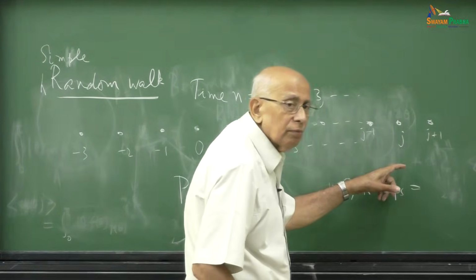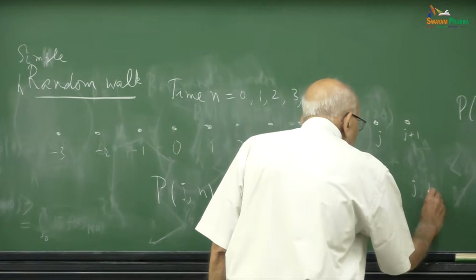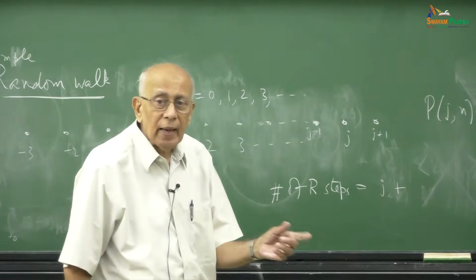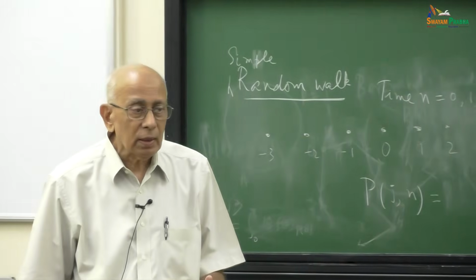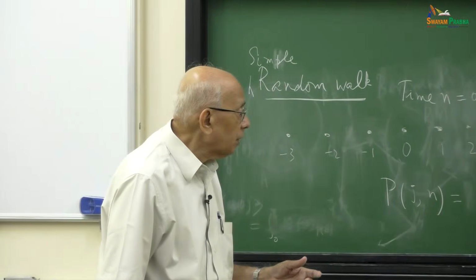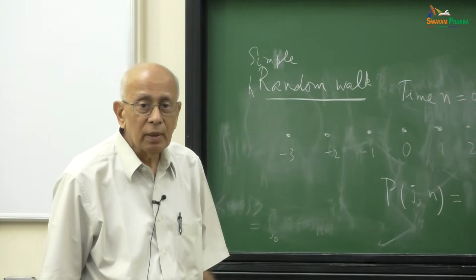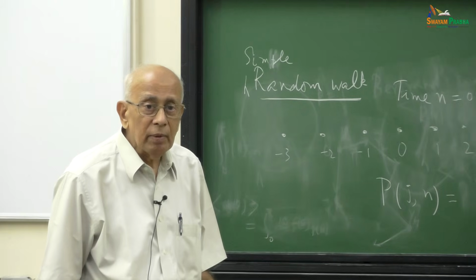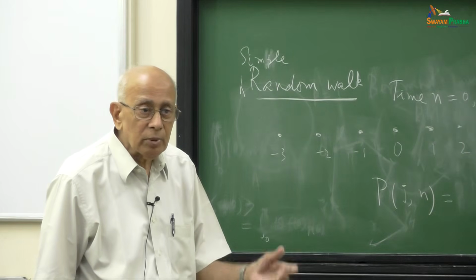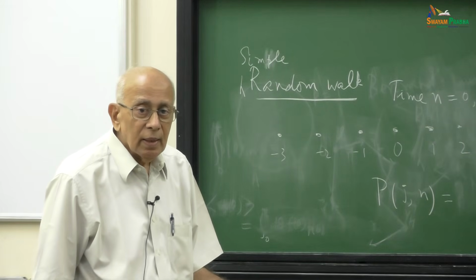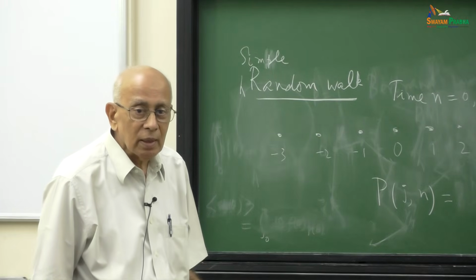If j is positive, for instance, this must be equal to j at least, plus the rest of the steps must cancel each other out in pairs. I must go forward, I must go backwards to cancel out, right? How many steps are left after I finish j steps? Out of n steps, I finish j. How many are left? n minus j. But n minus j must be an even number, right? And they must cancel out in pairs. So how many right steps do I need? I need n minus j over 2 right steps and n minus j over 2 left steps, right?